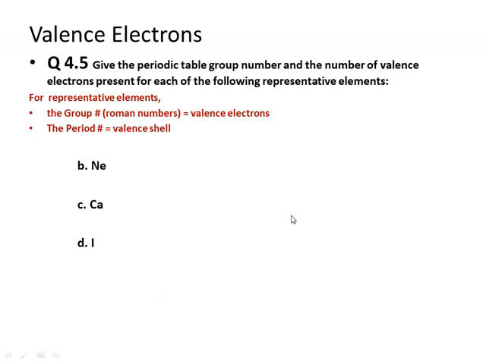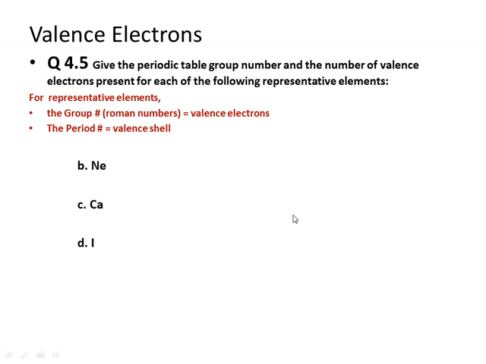Okay, problem 4.5 on the same page of the textbook now asks you to determine the number of valence electrons present in the atoms listed below. I just selected 3 of the 4 given. The logic is the same for all of them.